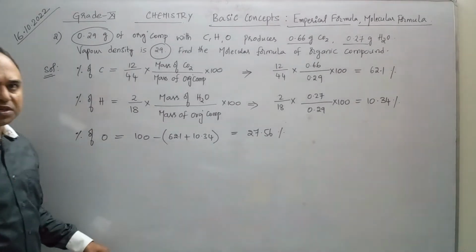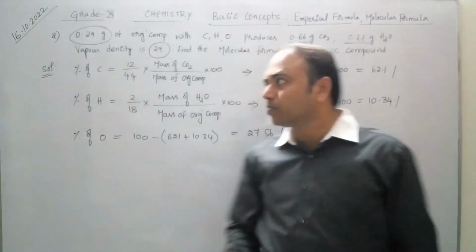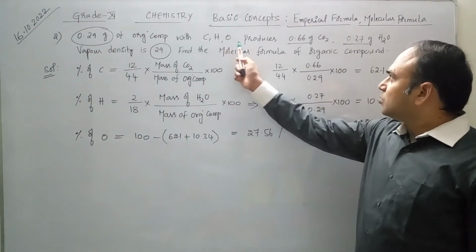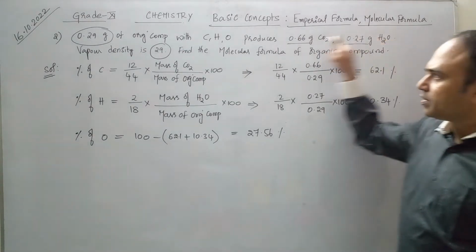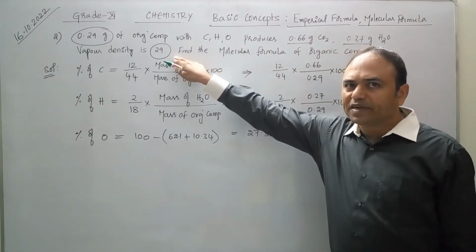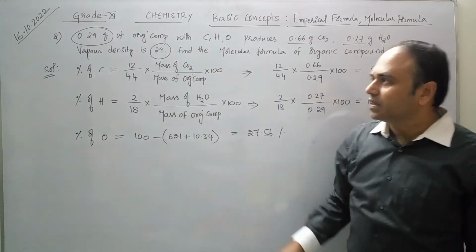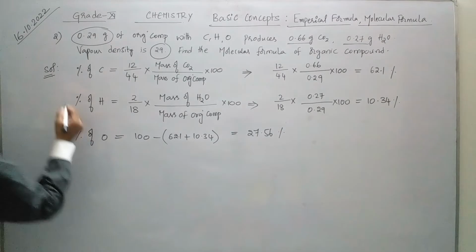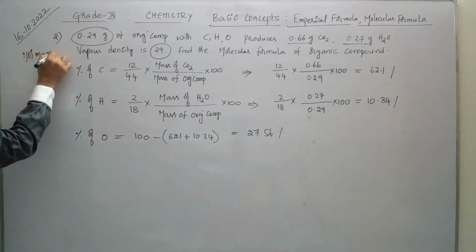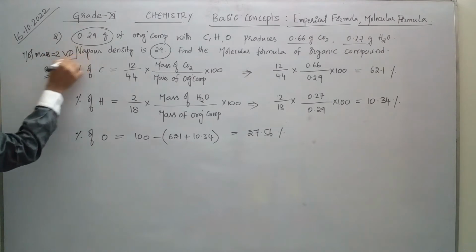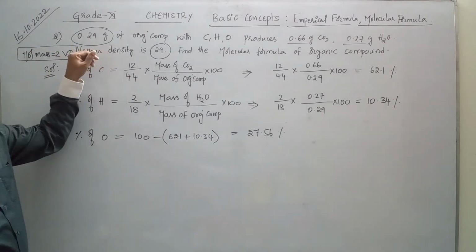Now in the second question, they have given 0.29 grams of an organic compound with CH2O that has given carbon dioxide and water. And vapor density is given here. They didn't mention the molecular mass, but they have given vapor density. We can calculate molecular mass using the formula that we already know. Molecular mass is equal to 2 into vapor density. We will apply this formula to calculate the molecular mass.